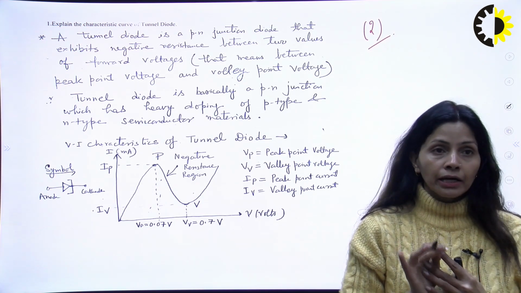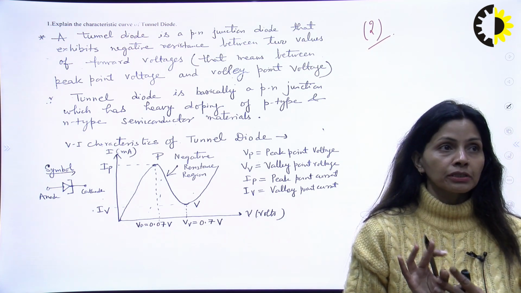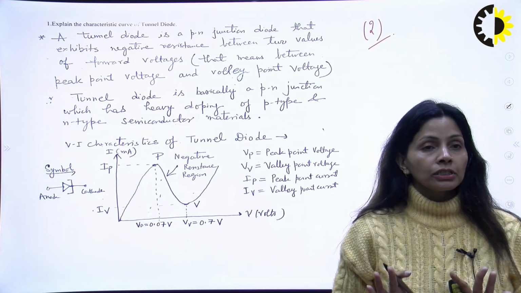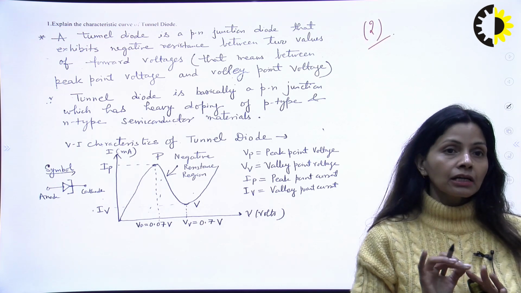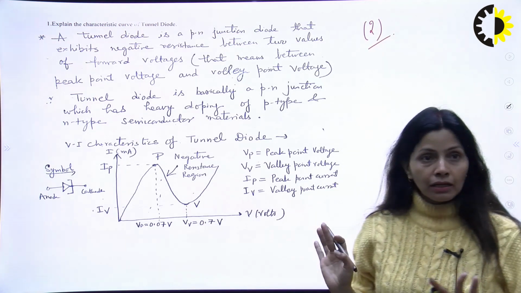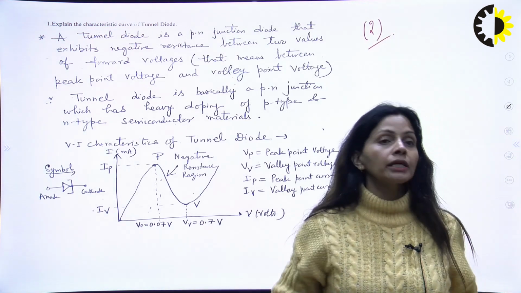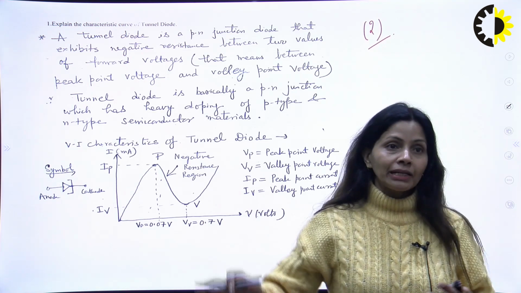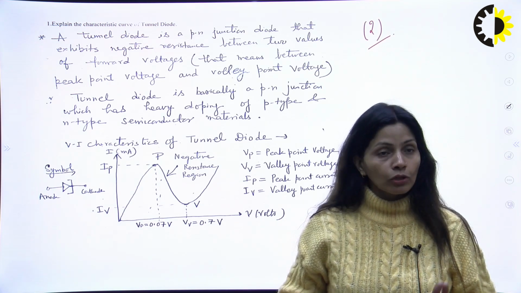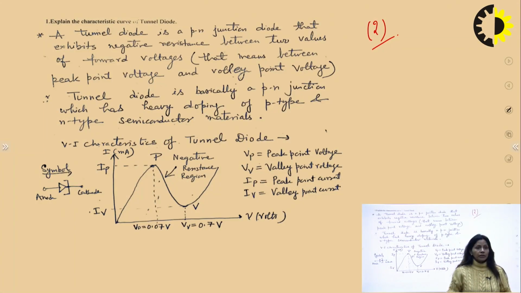So how would we write the answer to this particular question? They are saying explain the characteristic curve. Understand the question. They are asking the characteristic curve of the tunnel diode. So we will certainly make the characteristic curve. If we are not making the characteristic curve and just explaining, the examiner is not going to give you any mark for the question. So this is a common mistake. We are not supposed to write so much about the tunnel diode. He is asking only to explain the characteristics of tunnel diode.